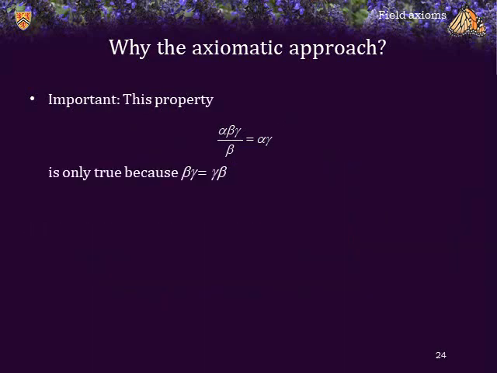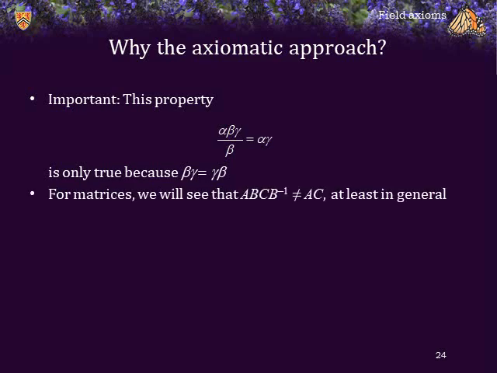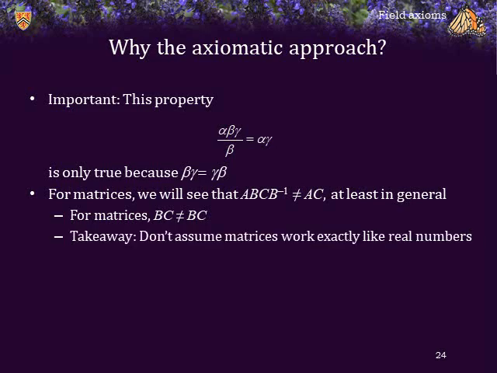Now, important, the property we just showed is true only because the multiplication of real numbers is commutative. For matrices, we're going to see that in general this may not actually be true. Why is that? Because for matrices, matrix multiplication is not necessarily commutative. Now, if you don't know what matrix multiplication is, don't worry about it. We'll see a lot of that later. But the takeaway is, don't assume that matrices work exactly the same way that real numbers work.